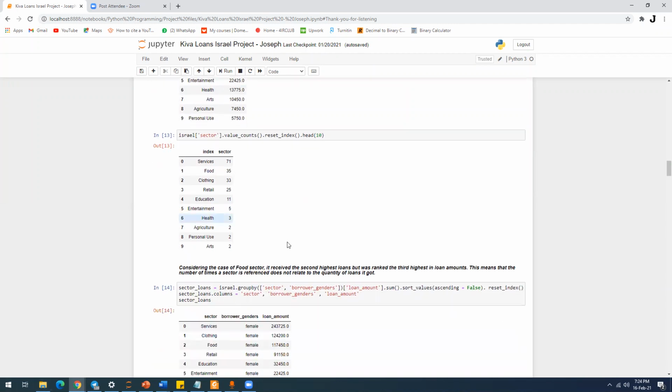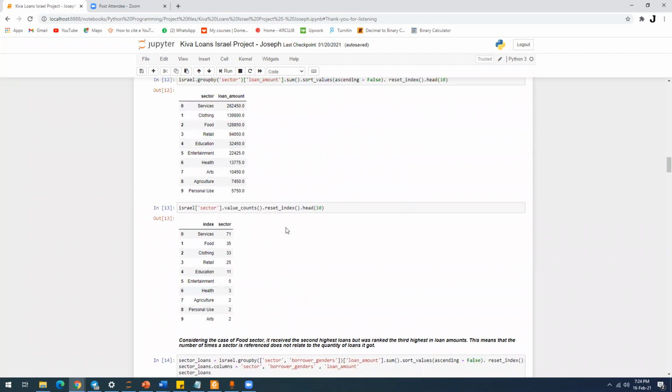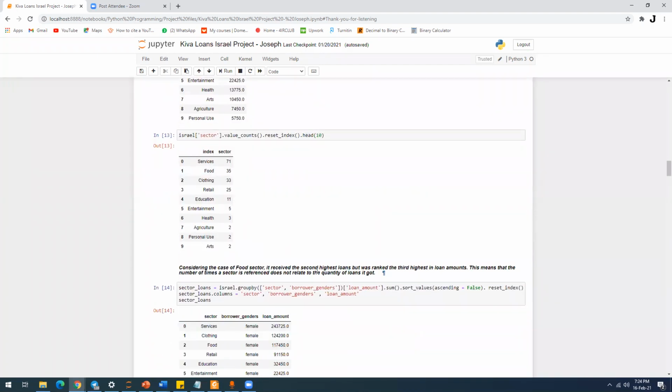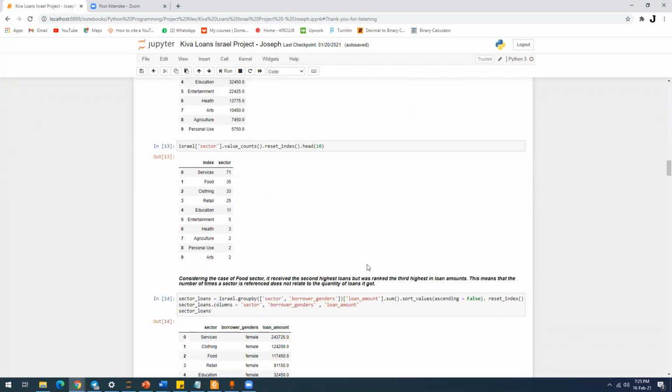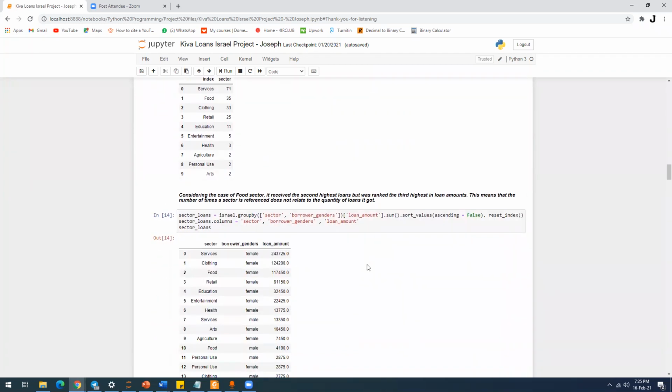So that's why I say, considering the case of food sector or even clothing, it received the second highest number of loans, but was ranked the third highest in loan amounts. This means that the number of times the sector is referenced does not relate to the quantity it got. Okay, that's good.